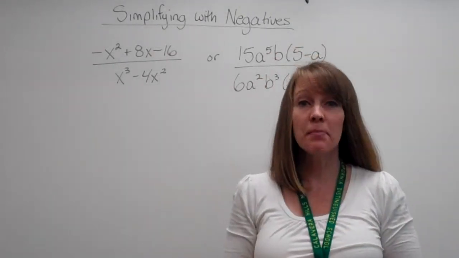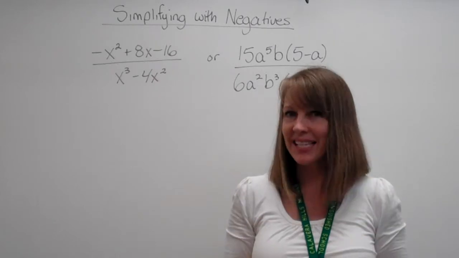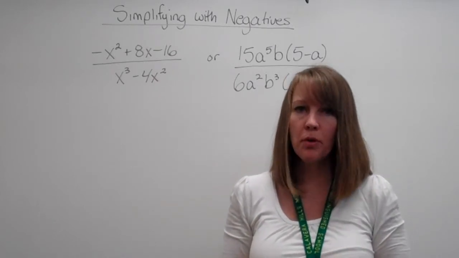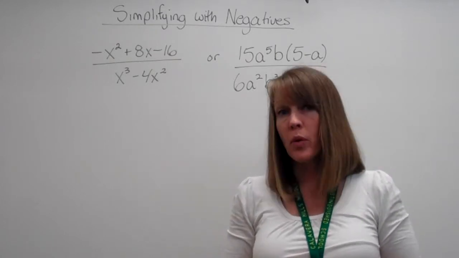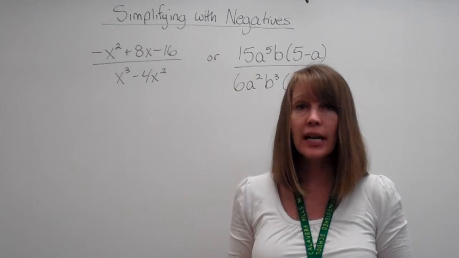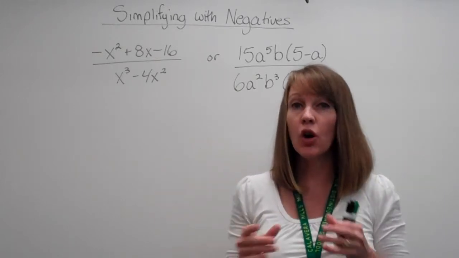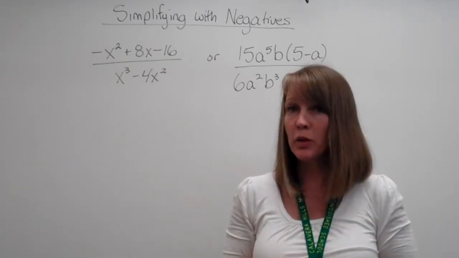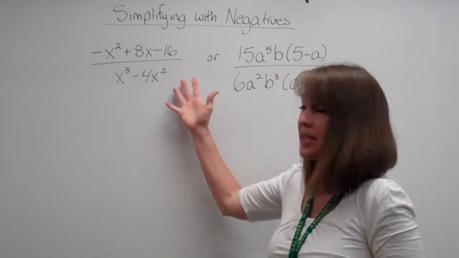All right, let's look at simplifying a rational expression that has negatives in it. I mean, we've had negatives before, but sometimes they create a tricky problem on their own. So remember, when we're simplifying rational expressions, all we're really doing is factoring and crossing out parentheses or unattached variables that are exactly the same. That's what we're looking at. So let's start here with this one.